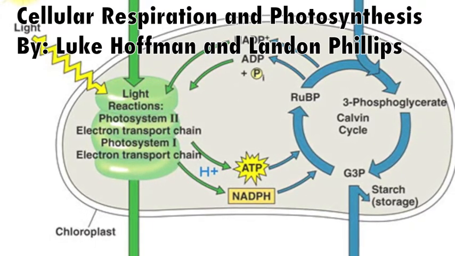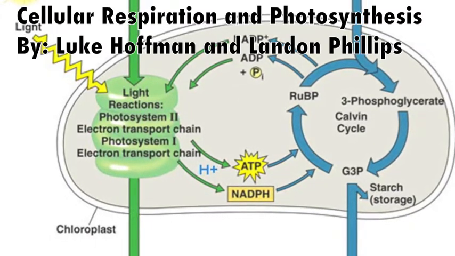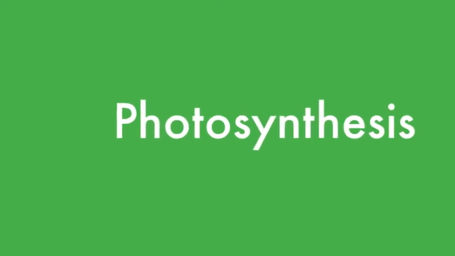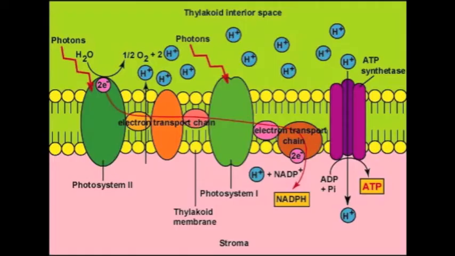Hey, photosynthesis. Cell respiration. We're gonna tell you how energy is made, Mr. K. So it all starts off with photosynthesis. Two main stages, light and dark. You put them together and you get glucose.